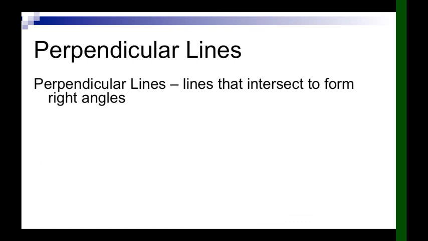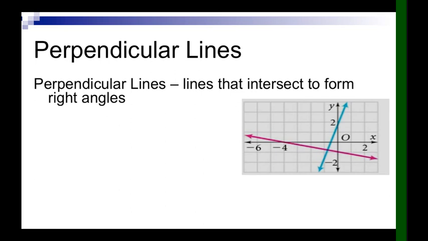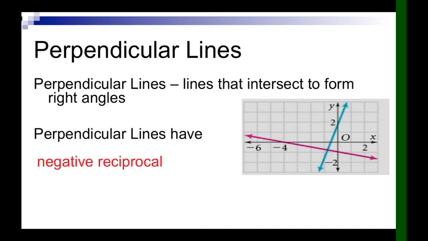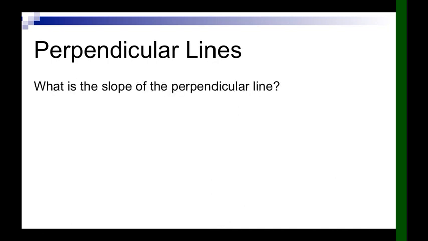Perpendicular lines: lines that intersect to form right angles. So that's how it looks. Perpendicular lines have negative reciprocal slopes, which means the two lines are perpendicular. So, what is the slope of the perpendicular line? For this one, the slope of y equals 2 over 5x minus 8: to be perpendicular, take its reciprocal, that's 5 over 2, and then put a negative. So, that's the slope of the perpendicular line.